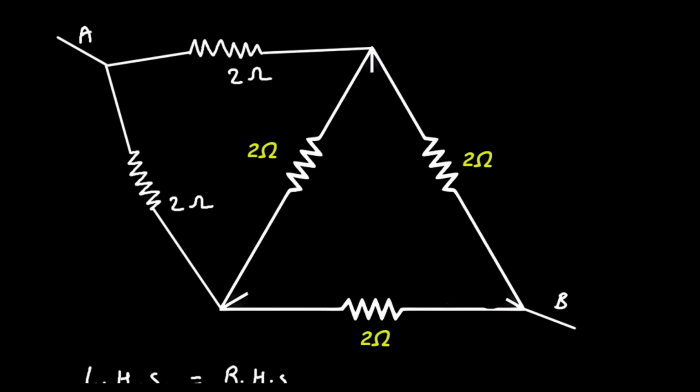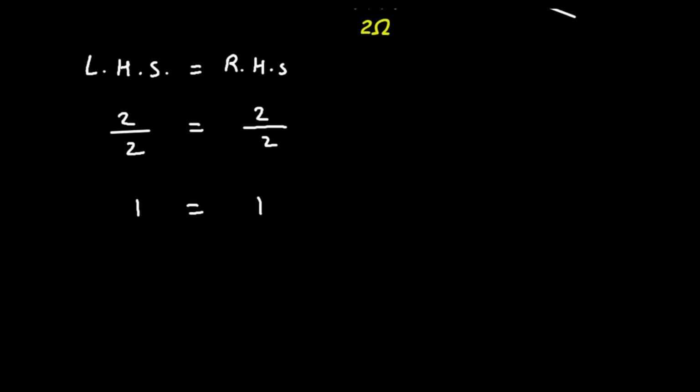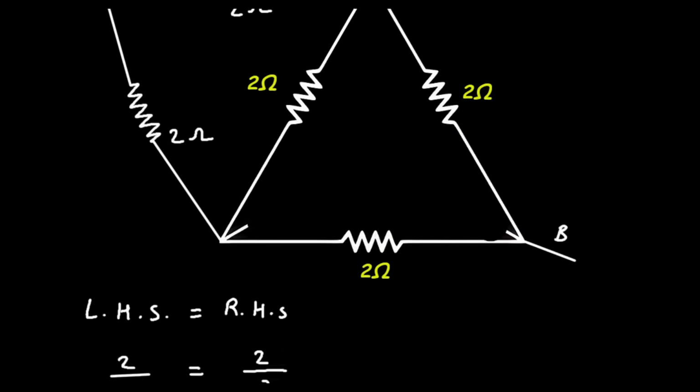So how can you remember this? How to take the ratio? See, this middle line, we have to assume that it is equal. So simply we have to divide 2 by 2 is equal to 2 by 2. This is how you can remember this. So here both are the same, that means the bridge is balanced.